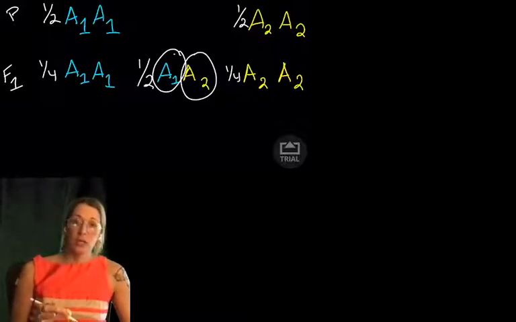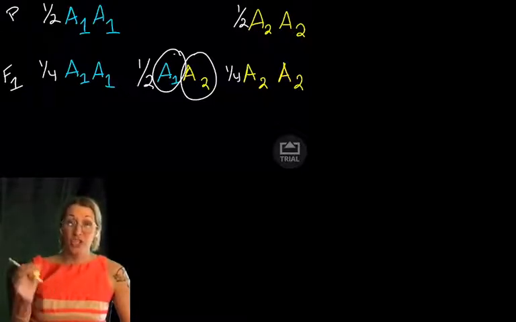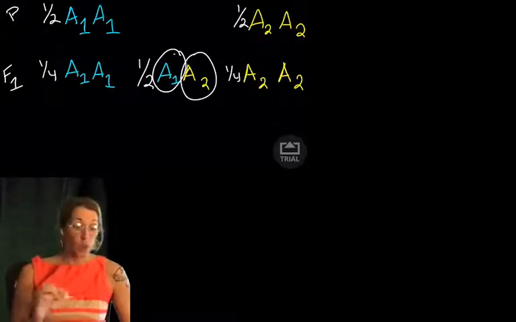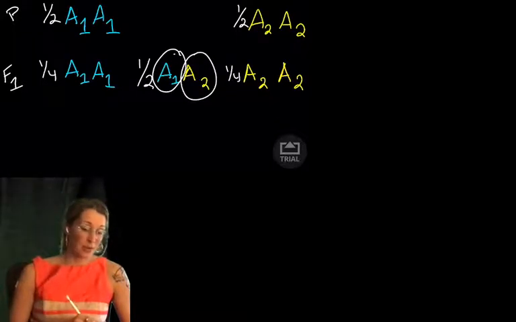Okay, so it looks like we've got a change from our parental generation to our F1 generation. Our parental generation was half A1 and half A2. Our F1 generation is only a quarter A1 and a quarter A2. So what's changed is our genotypic frequencies. From parental generation to F1, we get a change in our genotypic frequencies. What has not changed is our allelic frequencies. So check this out.